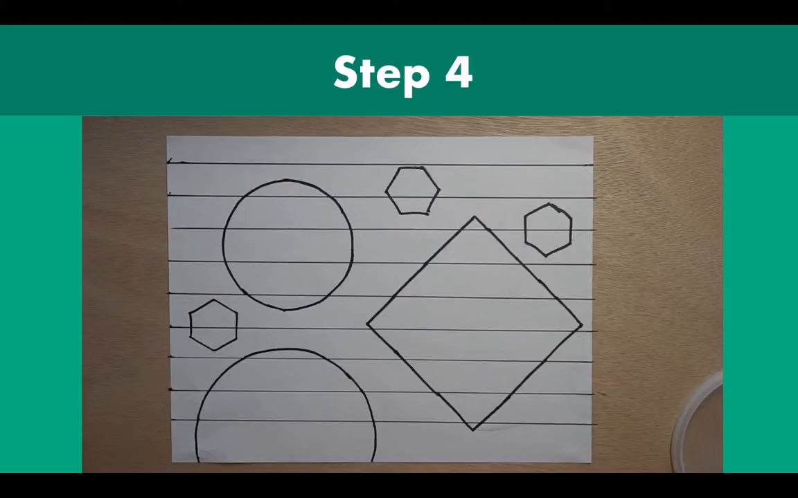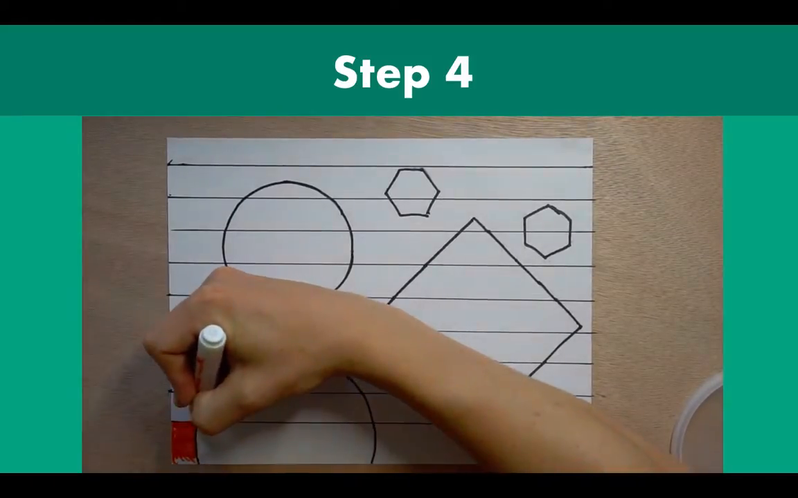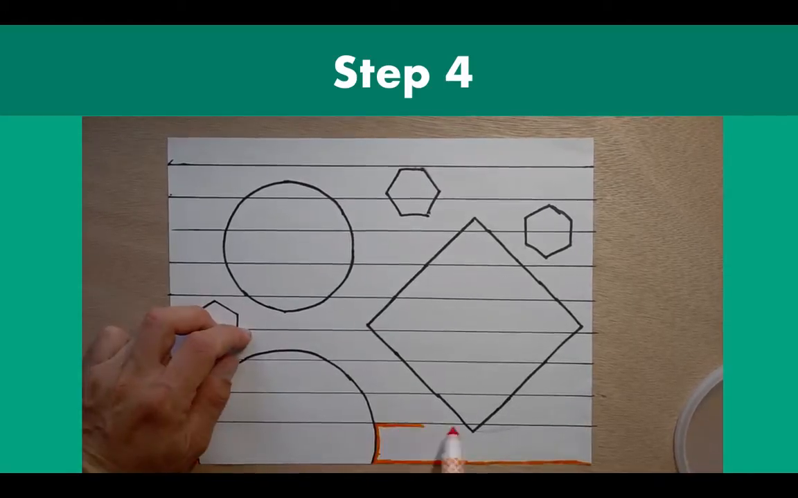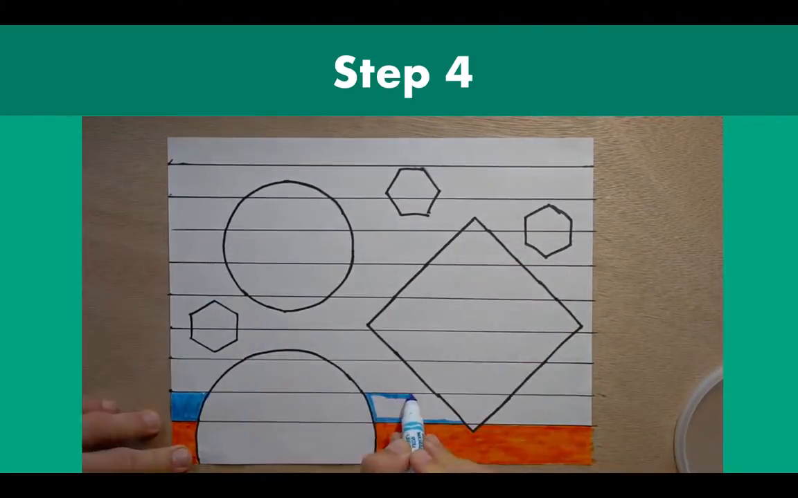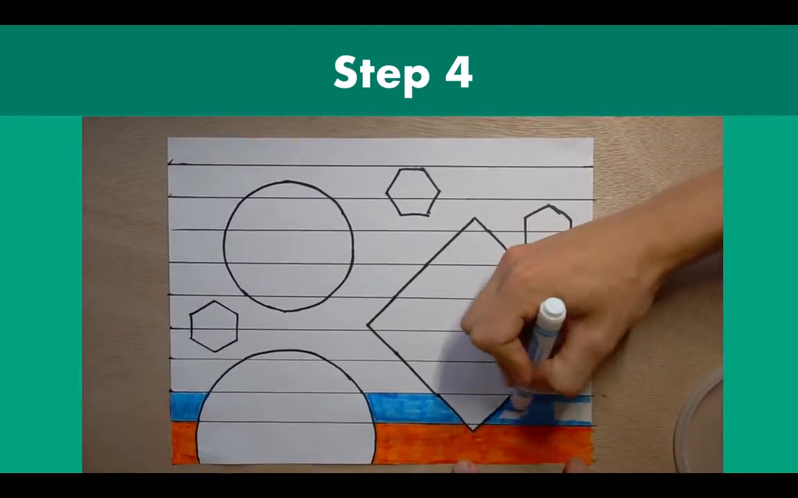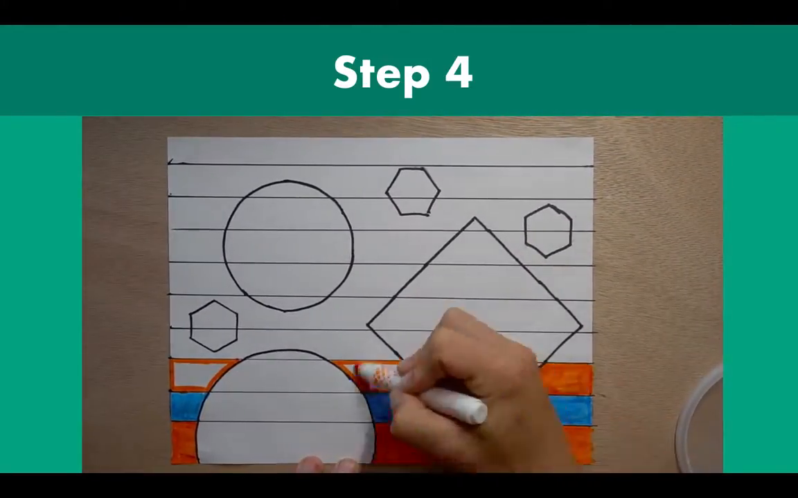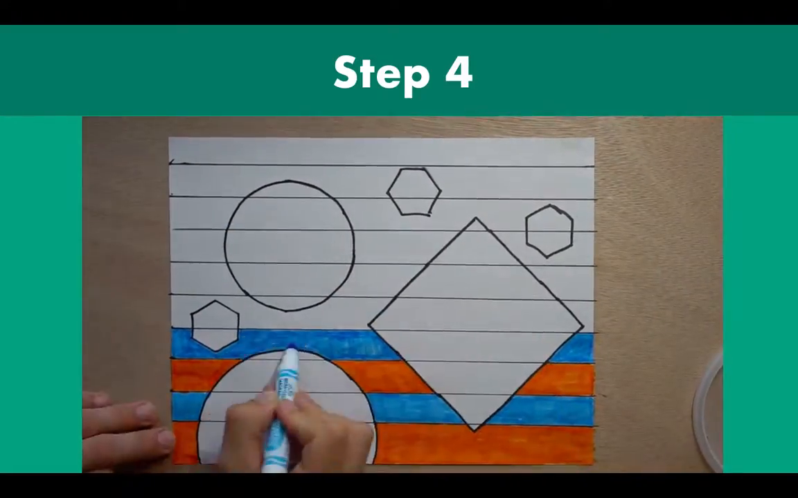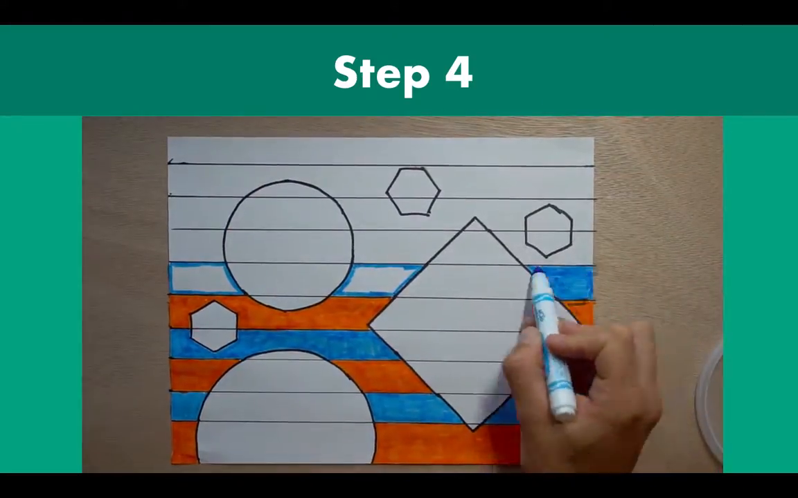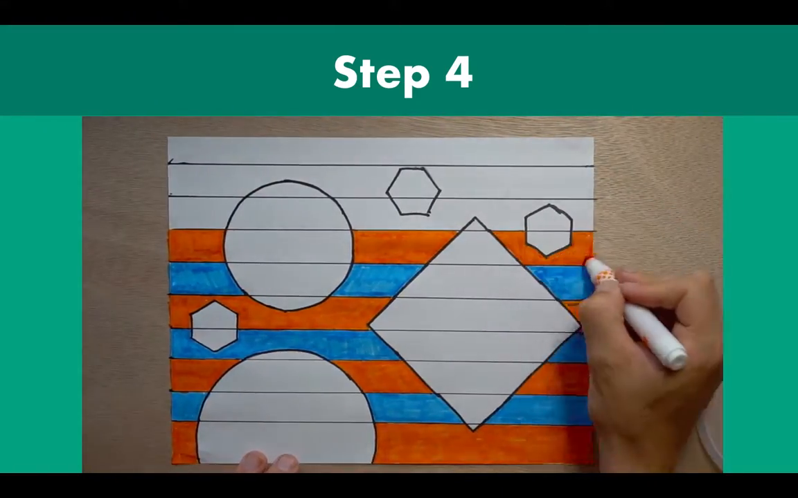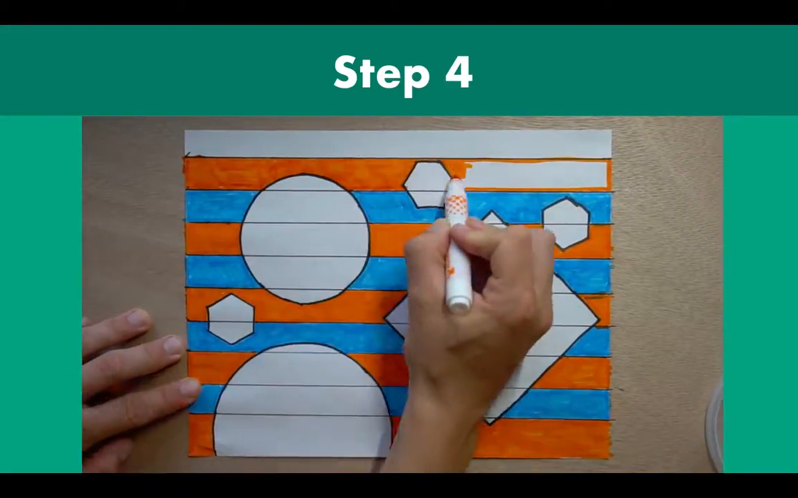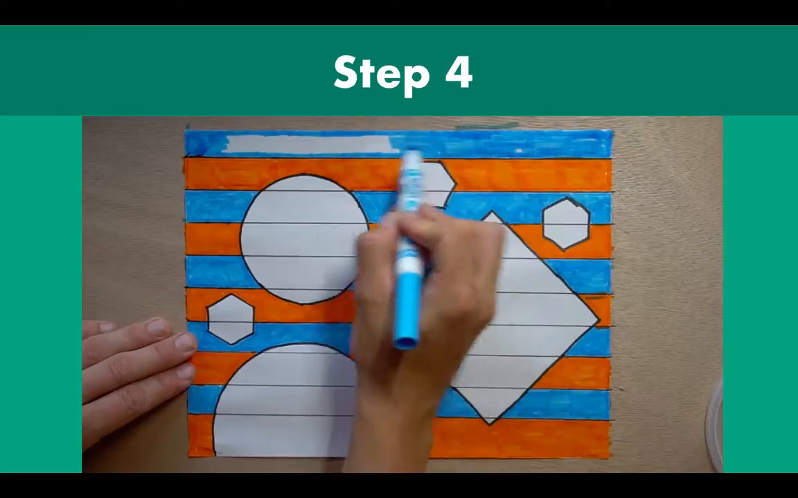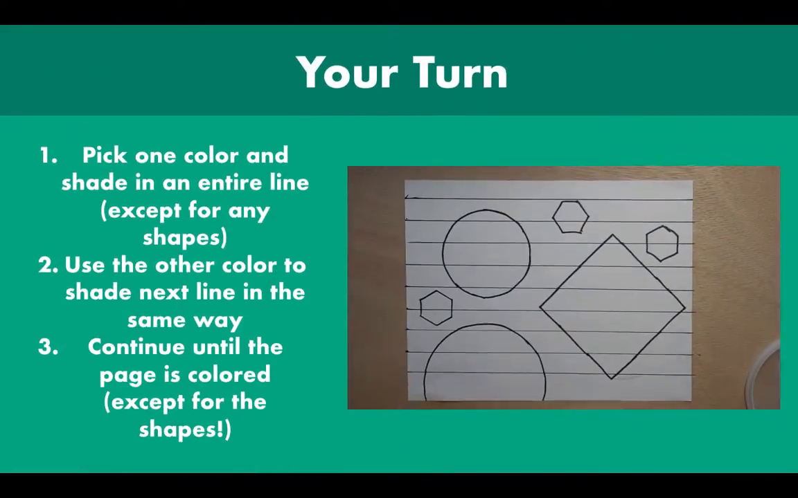Now it's time to begin coloring. Pick one color and color the entire stripe of your page. Be careful not to color inside any of the shapes that you've drawn. When you finish that stripe, move on to the next one using your opposite color. Repeat this process until you've shaded in all of the stripes on your paper. Now it's your turn.